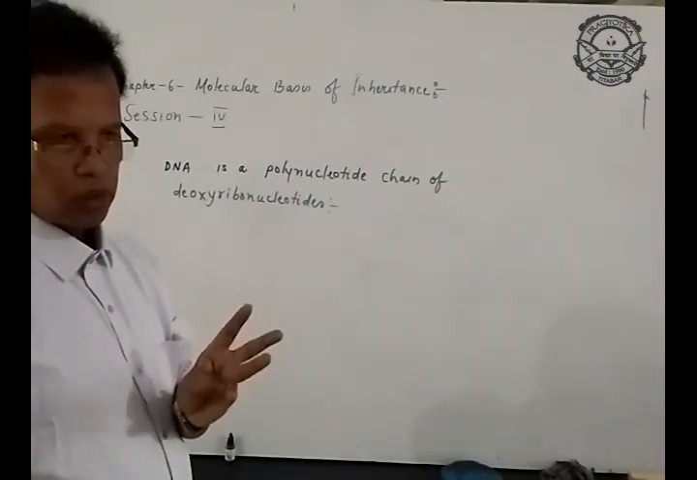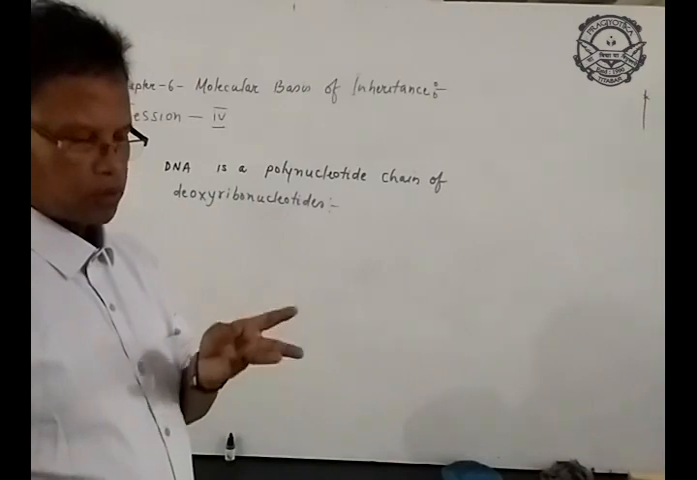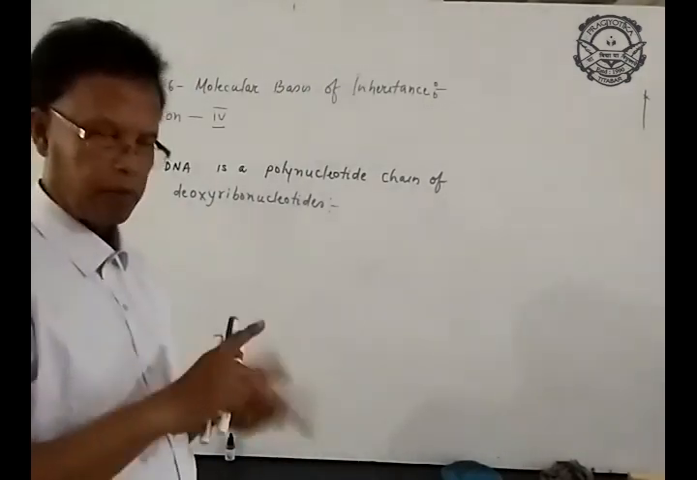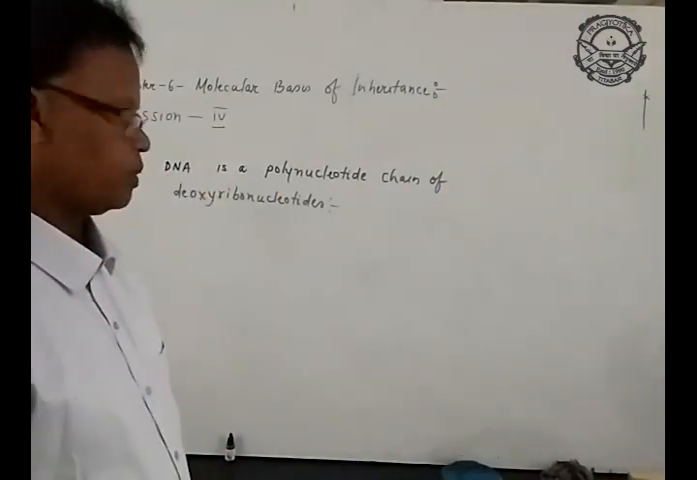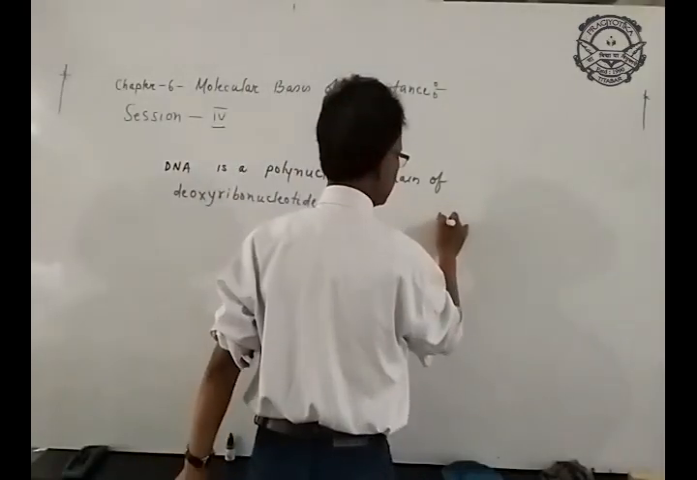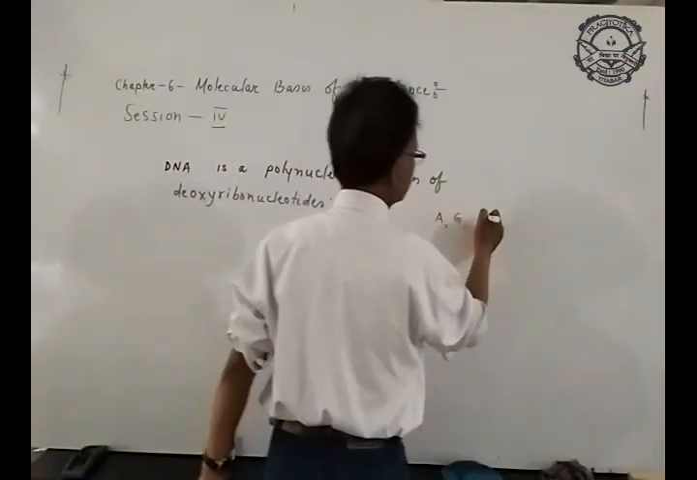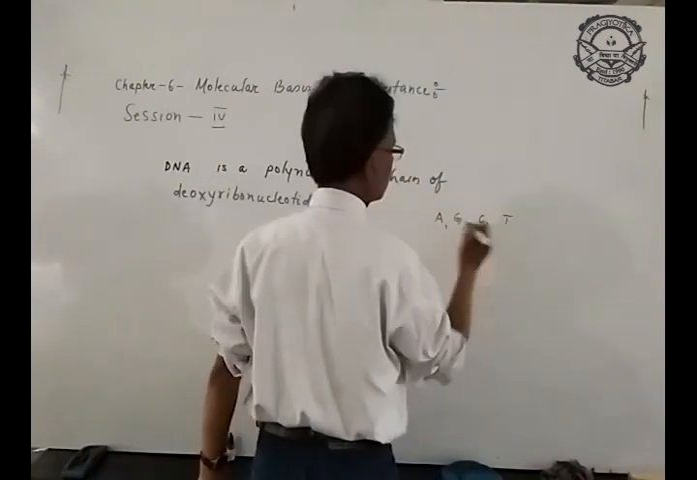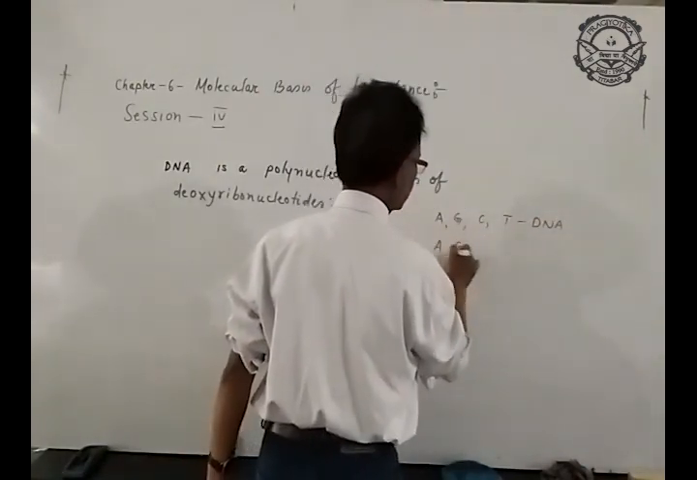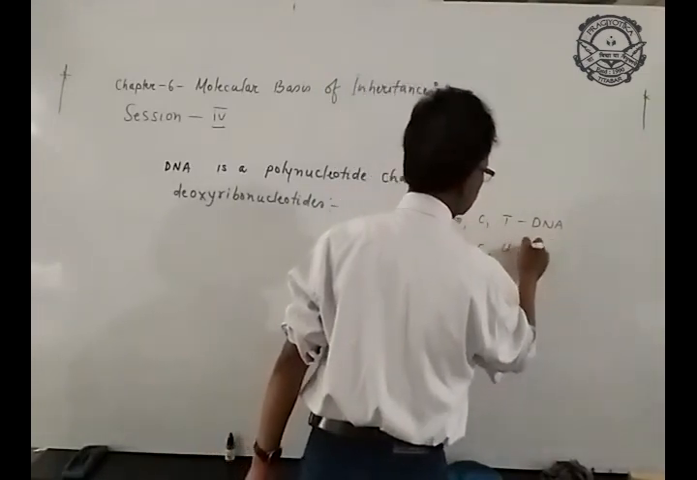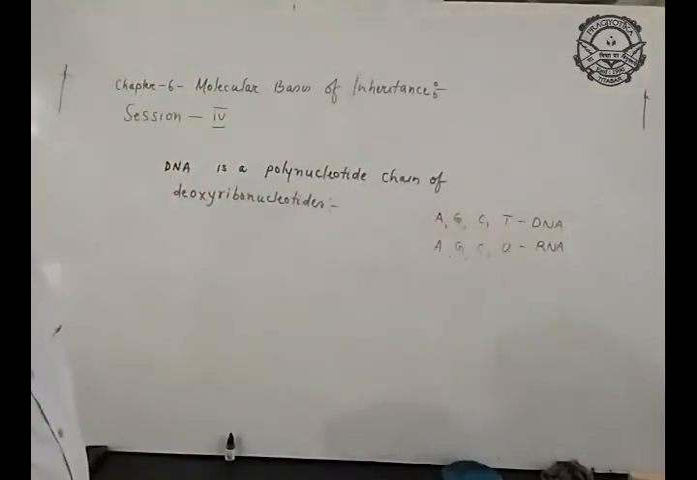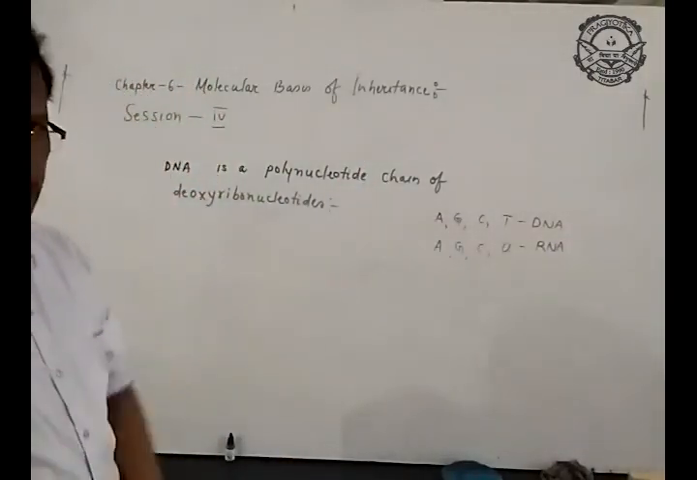But cytosine is found in both RNA and DNA. Thymine is found in DNA, and uracil is found in RNA. Uracil is not found in DNA and thymine is not found in RNA. Remember this. So overall you get 4 base types in DNA: adenine, guanine, cytosine and thymine are all the bases present in DNA. Adenine, guanine, cytosine and uracil are all the bases present in RNA.